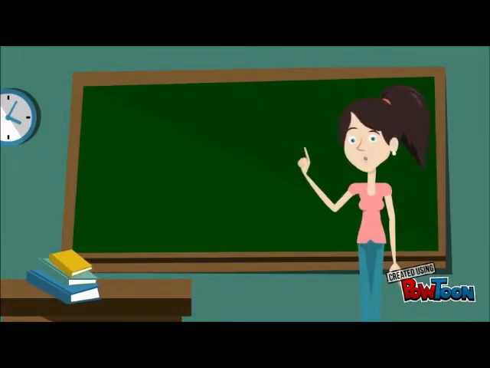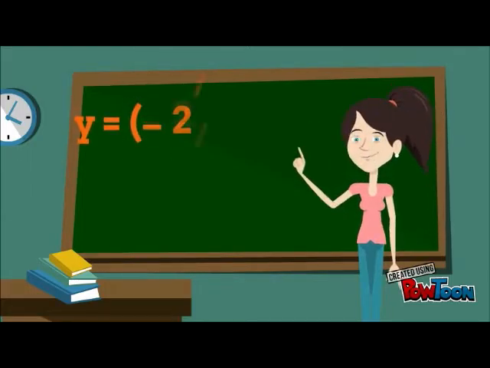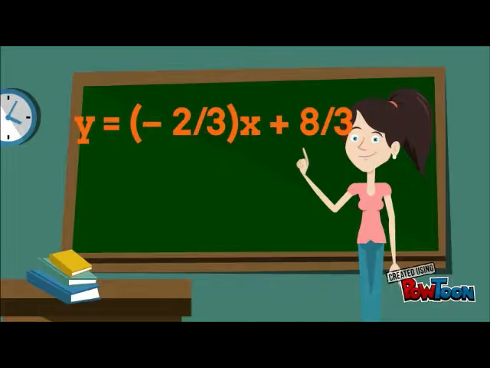You see, it doesn't matter which point I choose. Either way, the answer is the same: y equals negative 2/3 x plus 8 over 3. As you can see, once you have the slope, it doesn't matter which point you use in order to find the line equation. The answer will work out the same either way.